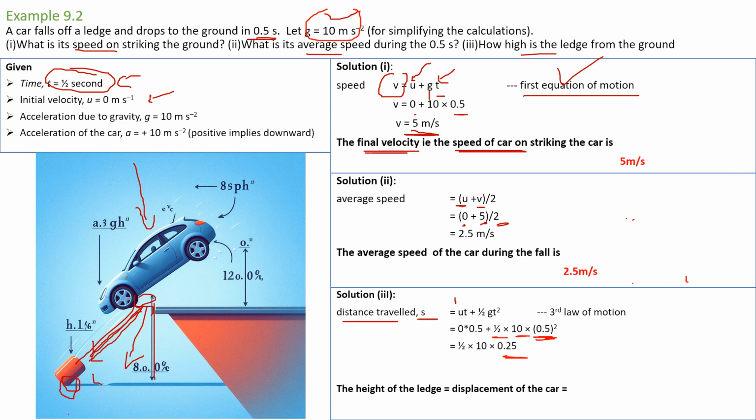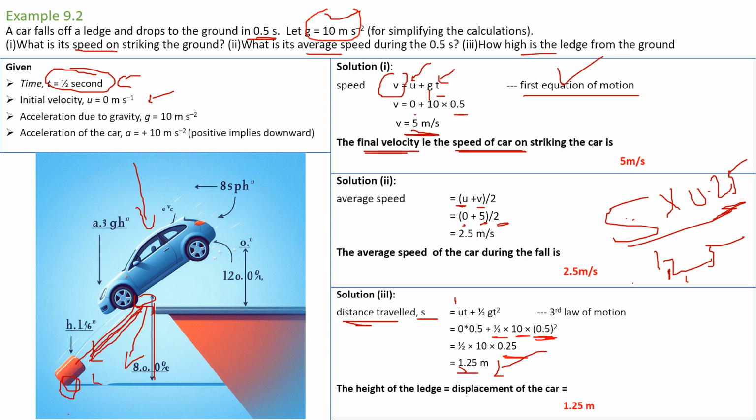So now what's happening here? So half into 10 is 5, and 5 into 0.25. How much? It becomes 125 and with the dot, 1.25. What is the unit? It's a distance, so the unit is meter. So now what is the solution? The height of the ledge is equal to the displacement of the car, correct? We told you that. And that is equal to 1.25 meters.